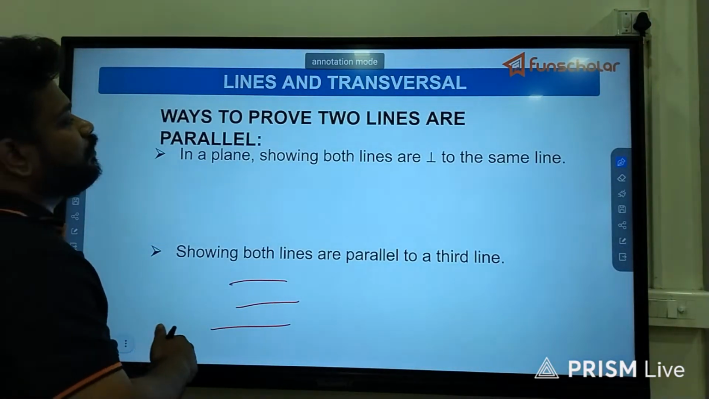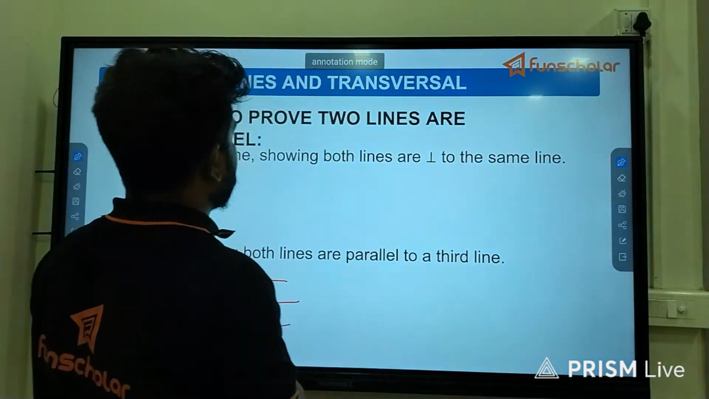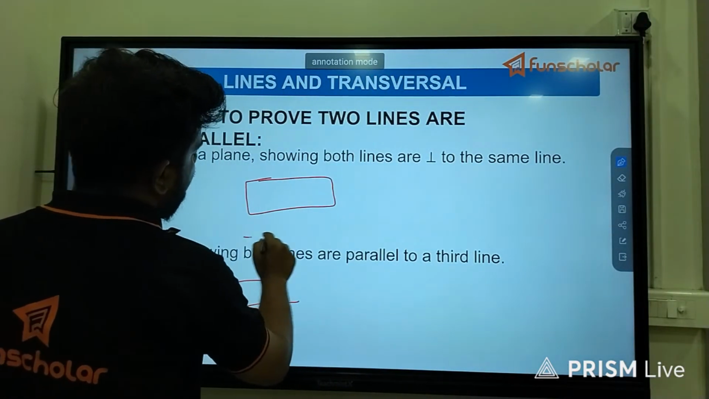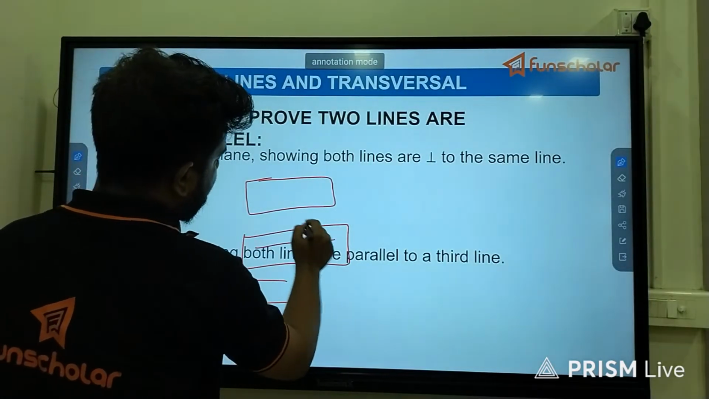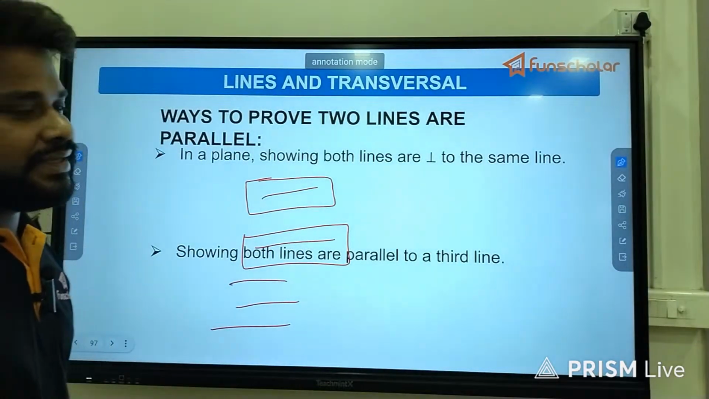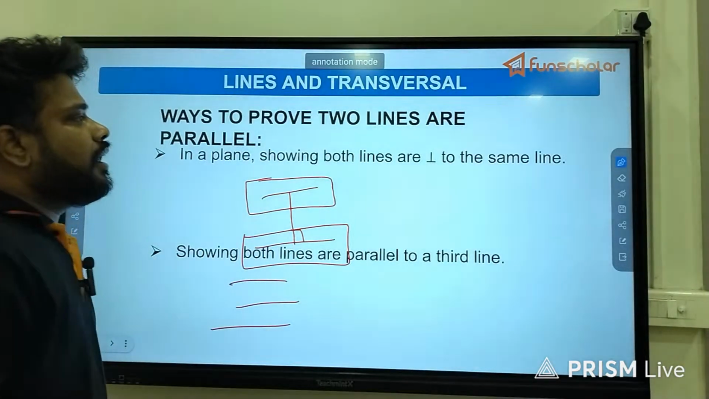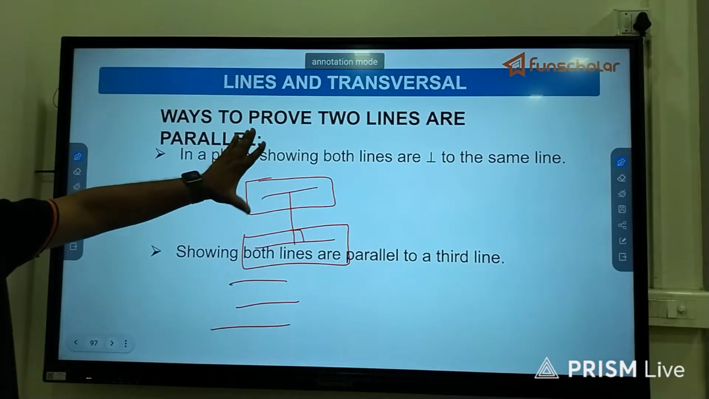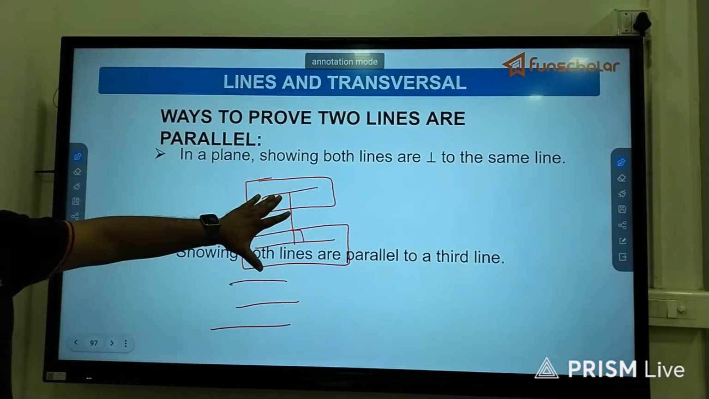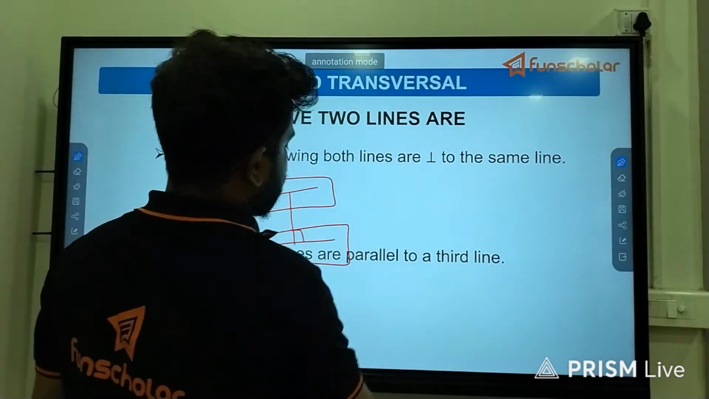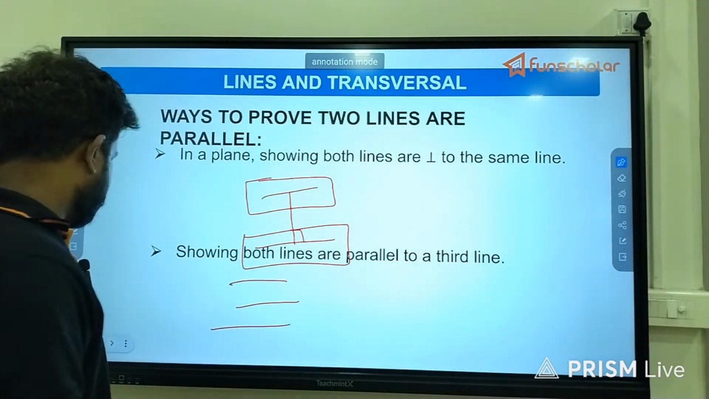In a plane, showing both lines are perpendicular to the same line. So if I take a plane here and take two lines and show that they are forming a perpendicular, then we can prove that these two lines will be parallel, obviously.